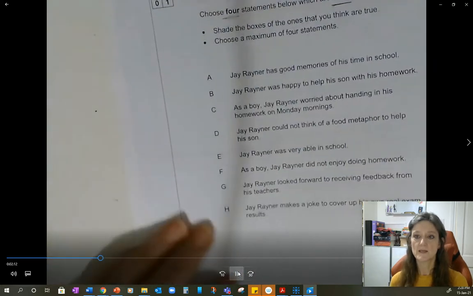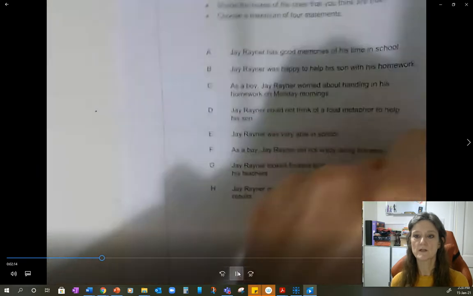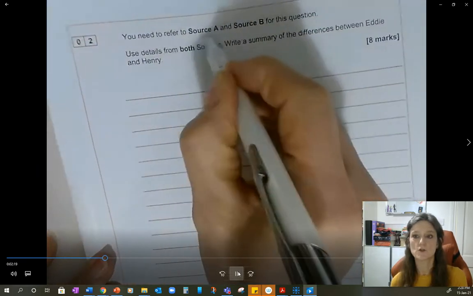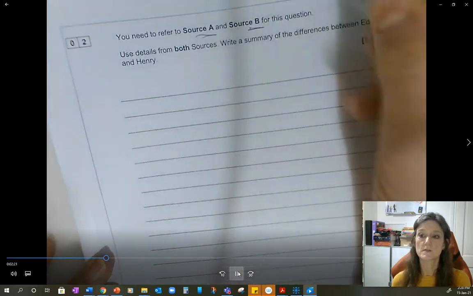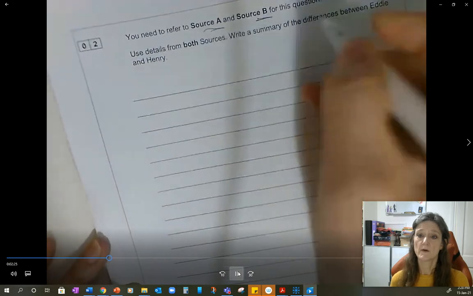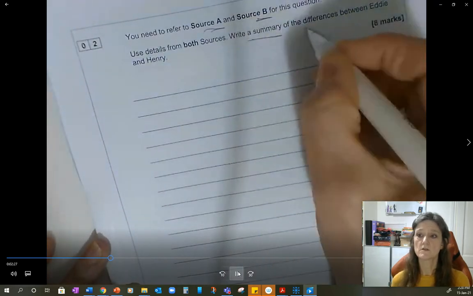Okay, so I'm back to the exam paper again. I'm not even reading question 1 at the minute, or the source. I'm going to come back to that. I'm looking at question 2. For question 2, I need to use source A and source B, both, and I'm going to be using details from both sources to write a summary.